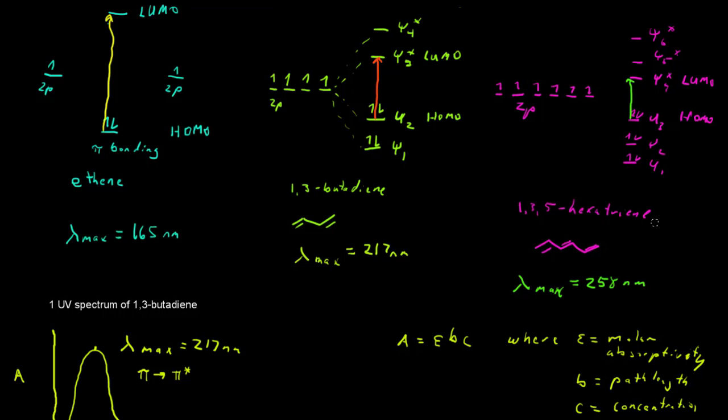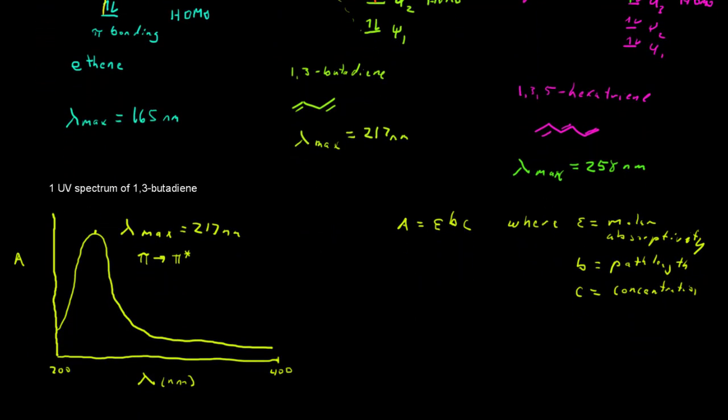I'm going to reproduce the energy level diagram for the pi molecular orbitals for 1,3-butadiene.